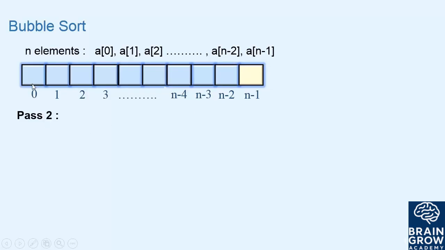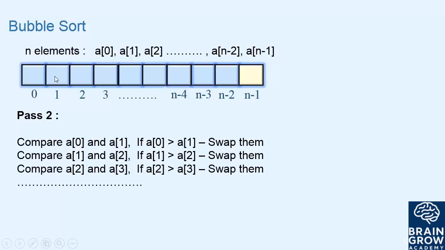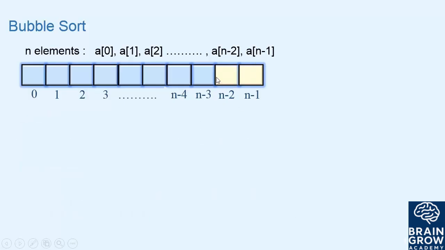Now in pass 2, again we'll start comparing from A0. So A0 and A1 will be compared and swapped if A0 is greater than A1. Next A1, A2 will be compared. Next A2, A3 and so on. And the last comparison this time will be between elements an-3 and an-2 because this is already sorted. So at the end of pass 2, the second largest element comes down at this position. So we can see that after 2 passes, this portion of the array has become sorted.